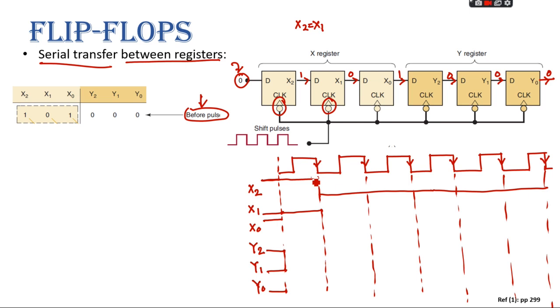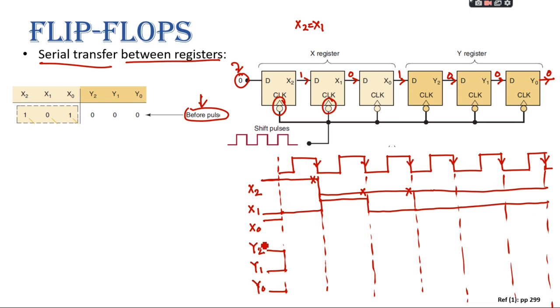Yes, sir. And just before this negative edge, what is the value of x2? 1, sir. So it will switch to 1 and it will remain 1 until it gets the next negative edge, right? Yes, sir. So what is the value of x2 just before this negative edge? 0, right? Yes, sir. So it will switch to 0 and remain 0 until the next negative edge. What is the value of x0? 0, sir. So it will continue to be 0 for the next pulses, right? Yes, sir.